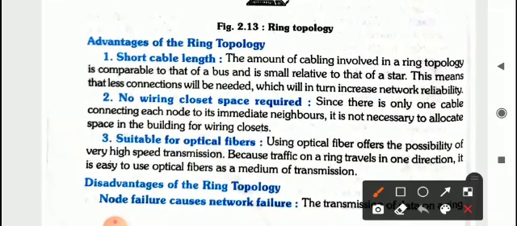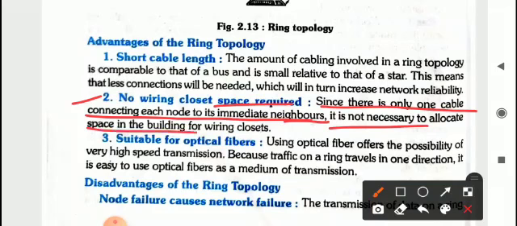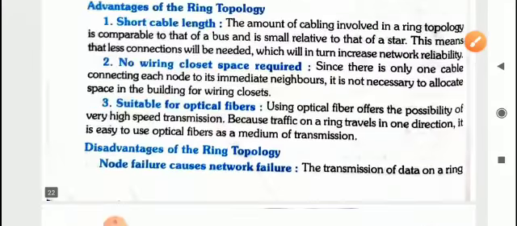Then, no wiring closet space is required, as there is only one cable connecting each node to its immediate neighbor. So it is not necessary to allocate space in the building for a wiring closet. Then it is suitable for optical fiber. Using optical fiber offers the possibility of very high speed transmission because traffic on a ring travels in one direction, and it is easy to use optical fiber as a medium of transmission.